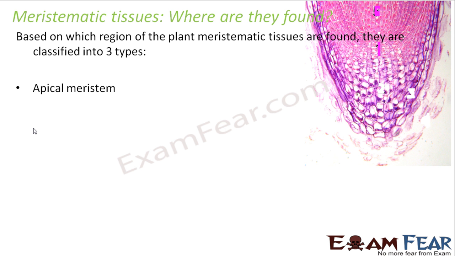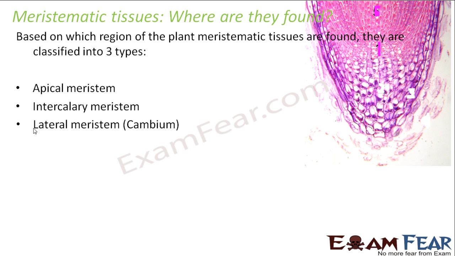So what are the 3 categories? The first one is apical meristem, intercalary meristem, and the last one is lateral meristem. So these are the 3 types of meristem depending upon where they are found. We will discuss each of these types in detail one by one, but let us quickly look at the location where they are found.